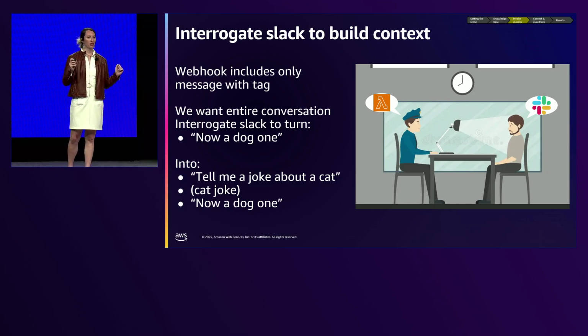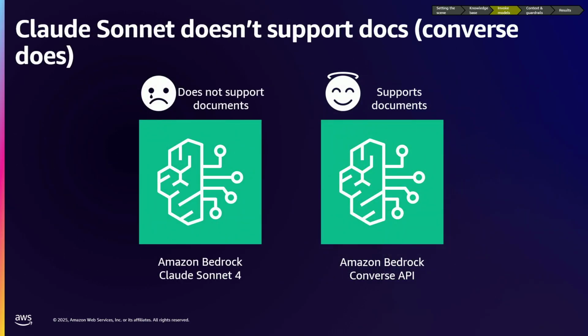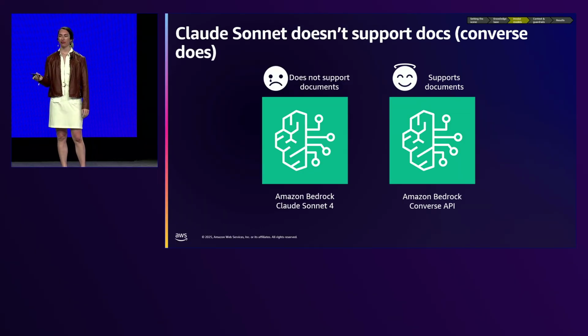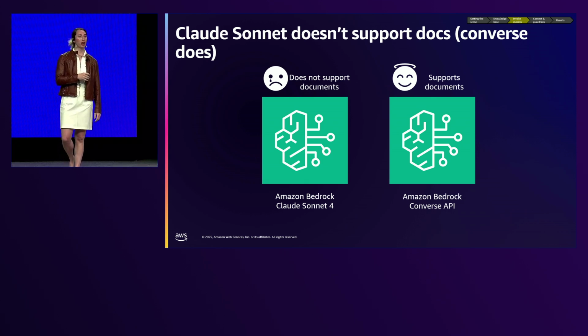And then we want to know a little bit more. Claude Sonnet itself doesn't support documents, which is kind of interesting. It directly supports PDFs, which is cool, if you're using their service directly from Anthropic. But it doesn't support anything else. There are no documents, no PDFs, no spreadsheets, unless you use the Converse API. I hinted at this earlier. I love the Converse API.